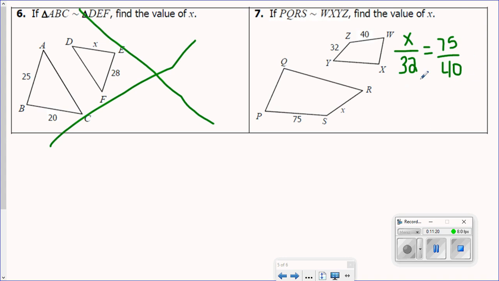So here is my proportion set up. I did x over 32. You see x comes from the bigger figure, 32 comes from the smaller. And then I came up here to the top where the 75 comes from the bigger figure, and down here 40 comes from the smaller one. So I made sure to keep those patterns going. Okay, so now we just solve that for x, and this one, x is equal to 60.